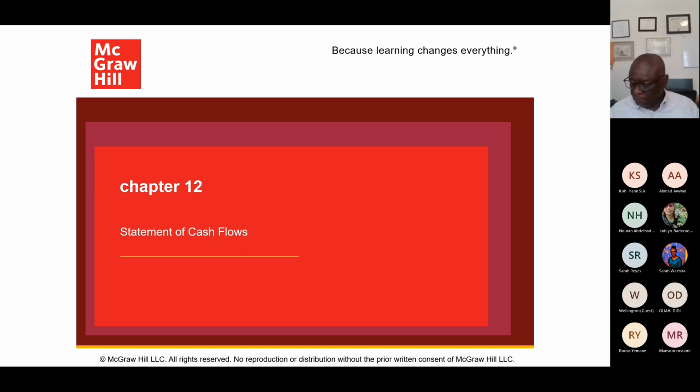Which activity should that be? Which activities should we expect the cash flow to be always positive? If it is negative, then there is something going wrong. Then as a financial analyst, you have to carry out more analysis and investigation to know what is going on. Which one is that? The operating one. Yeah.